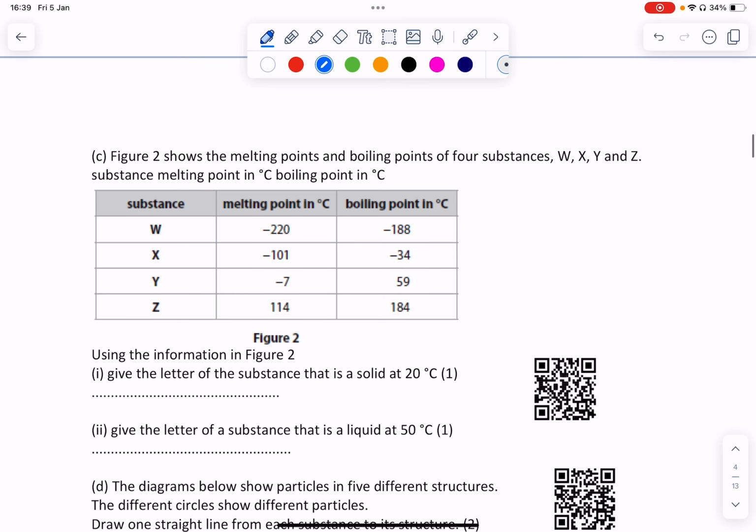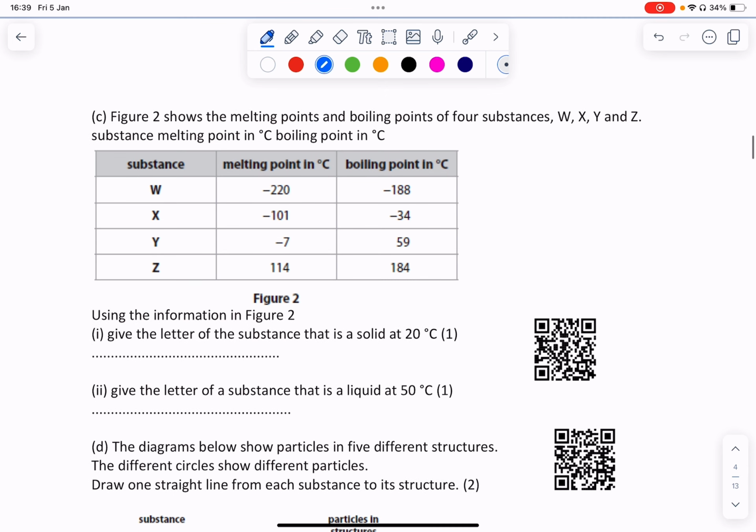Next bit, we've got some melting points. Use the information to give a substance that is a solid at 20 degrees. The best way to do this is using the number line, if that helps you. I can tell by looking that this one here melts at 114. So at 20 degrees, it's going to be a solid, whereas these other ones all have very low melting points, and they'll all be gases at 20 degrees. So the only one that matches is Z.